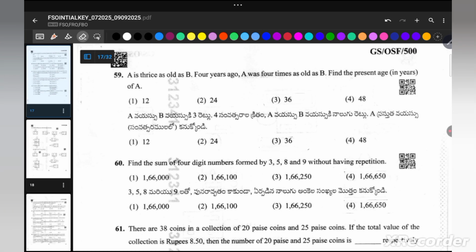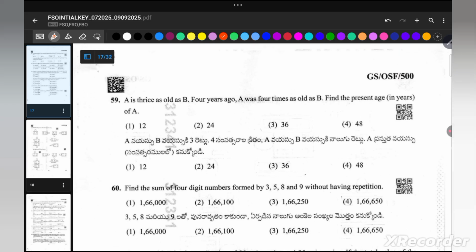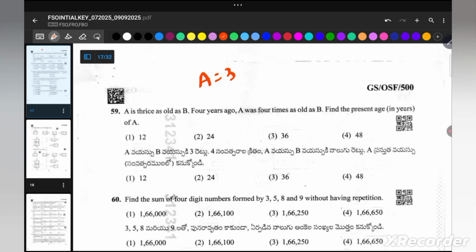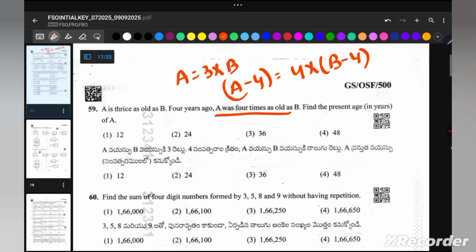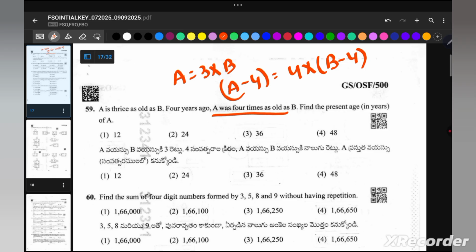Next, 59th question. A is thrice as old as B. Let us take that. A is thrice as old as B. They're talking about 4 years ago: A minus 4. Four years ago, A was 4 times as old as B, B minus 4. Okay, so let us substitute the value of A.